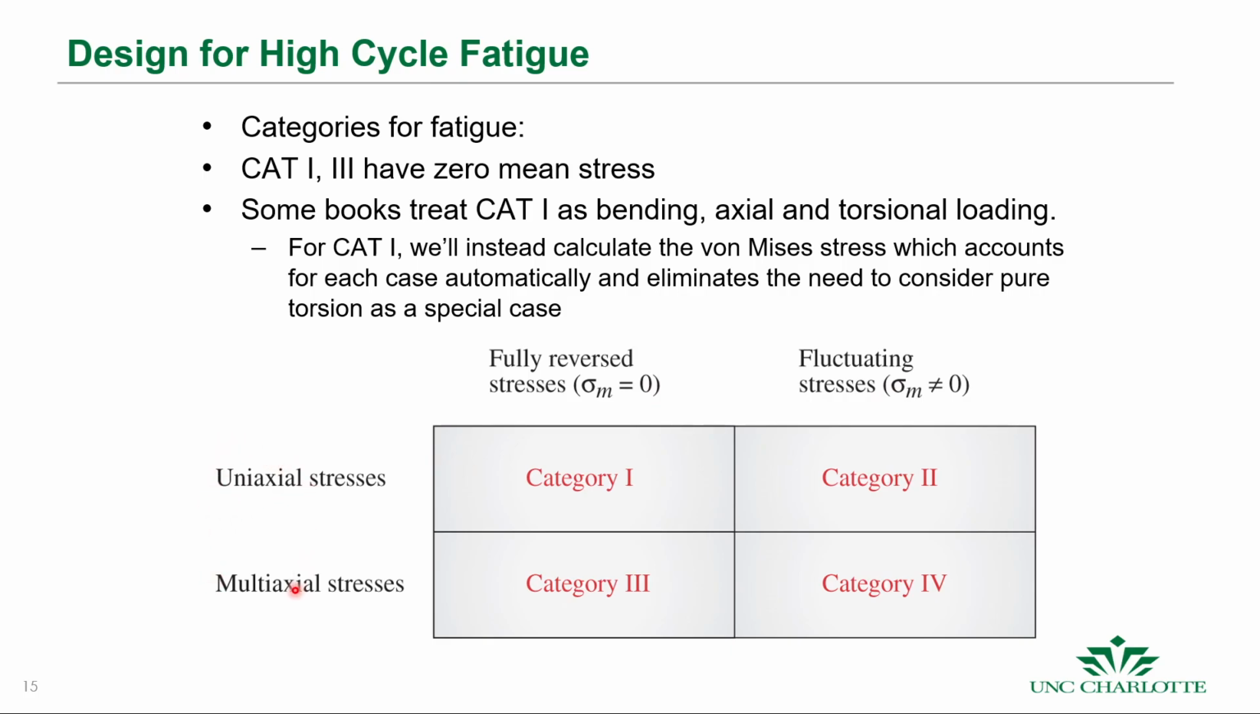These rows have to do with whether we have a uniaxial stress or a multiaxial state of stress. And we can calculate all these stresses directly from our von Mises effective stress and then use those in the analysis. Okay.